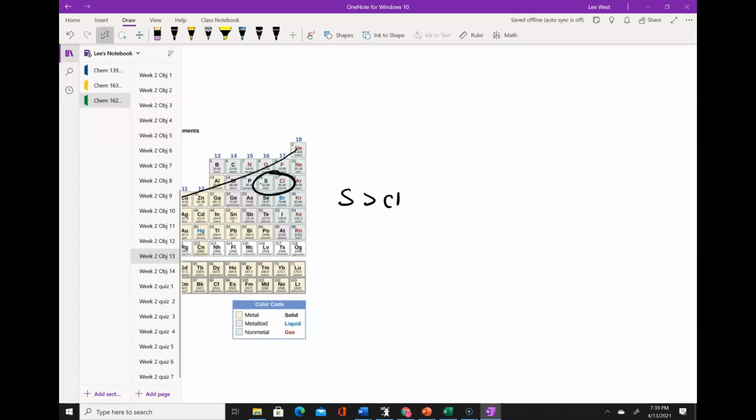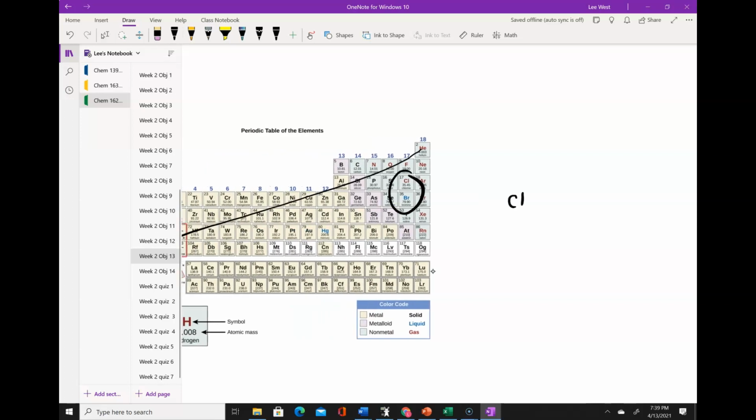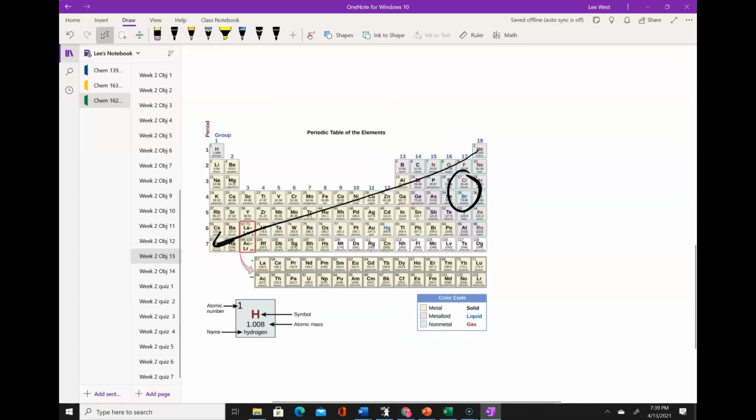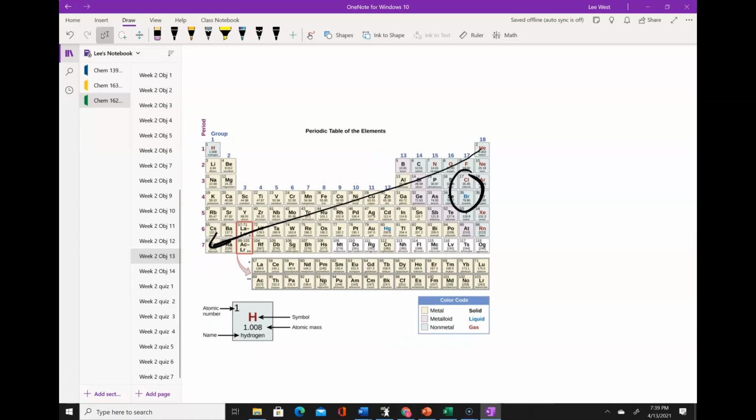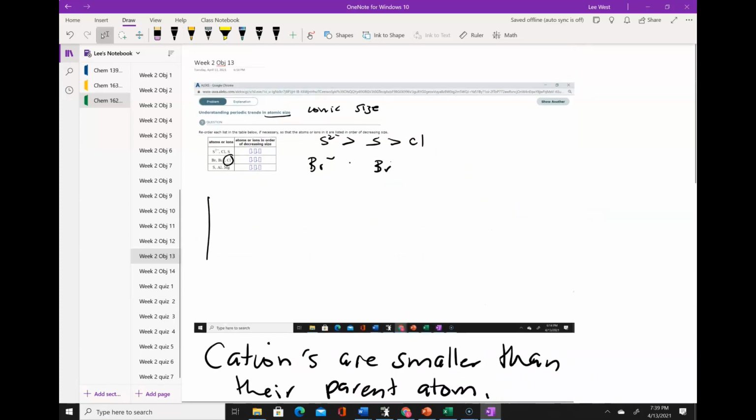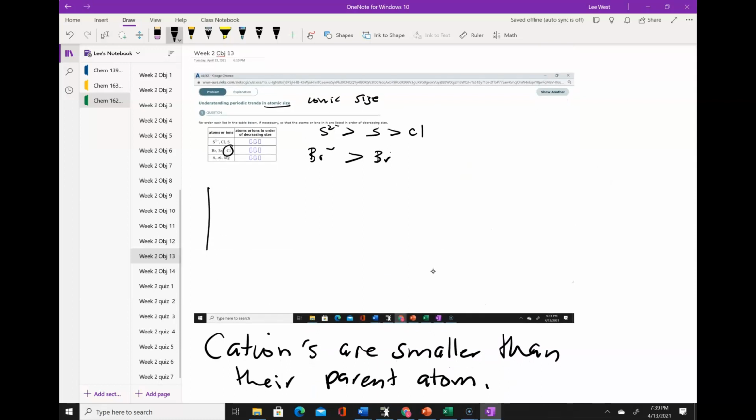Both of those atoms are in group 7A. And bromine sits underneath chlorine. So that means that bromine is bigger than chlorine, and we know that bromide is bigger than bromine. So you put all of that together, what's your order going to be? It's going to be bromide is bigger than bromine, which is bigger than chlorine.